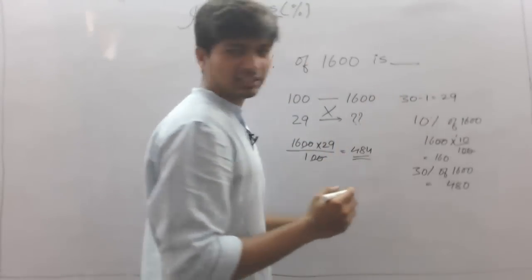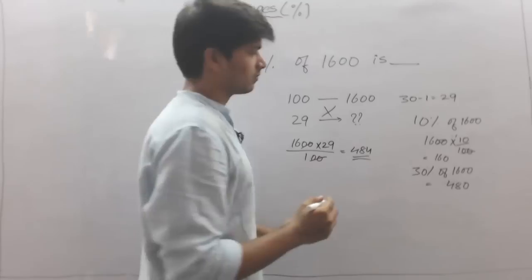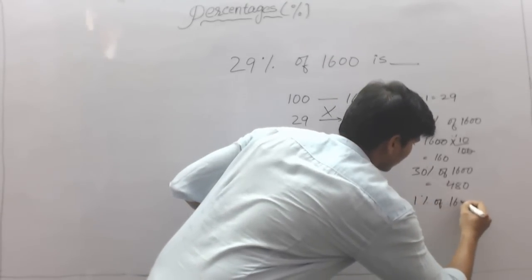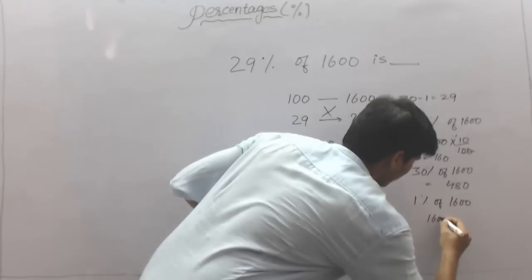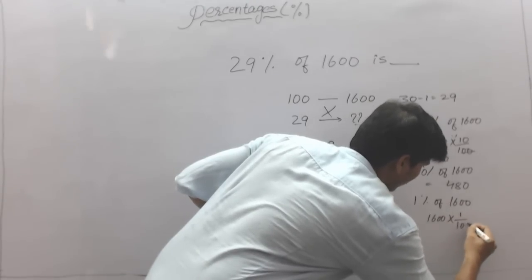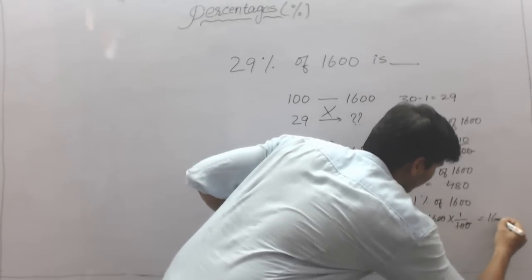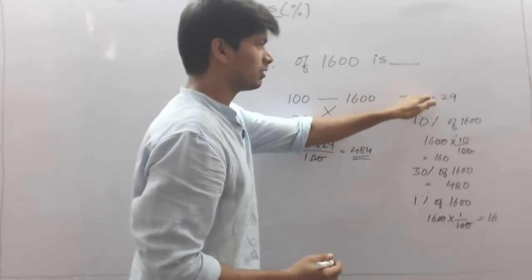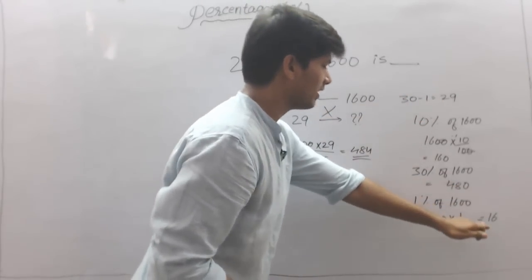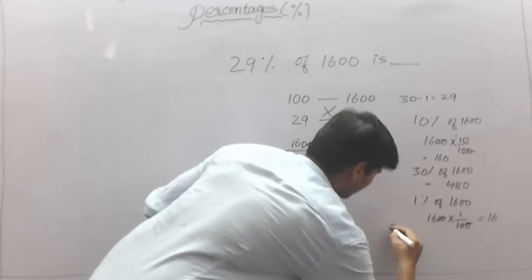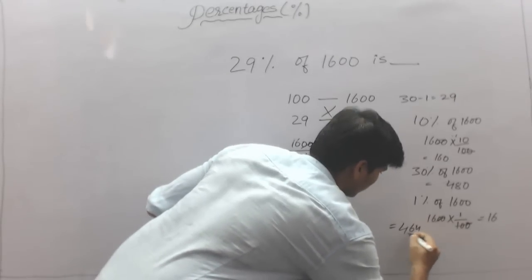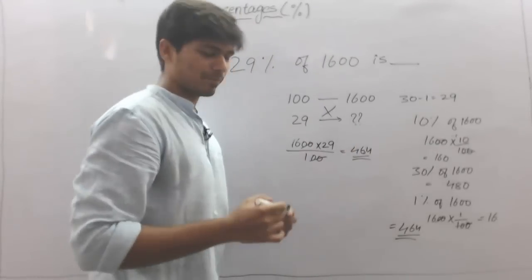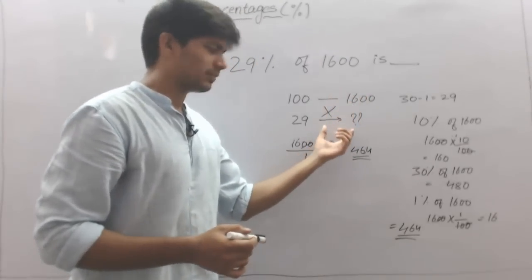And what is 1% of 1600 now? 1600 into 1 divided by 100. So 1% of 1600 is 16. Now we want 29%, which equals 30% minus 1%: 480 minus 16. That gives you 464. Our answer, sorry, is 464. Now you got the clarity. So this way you can solve.